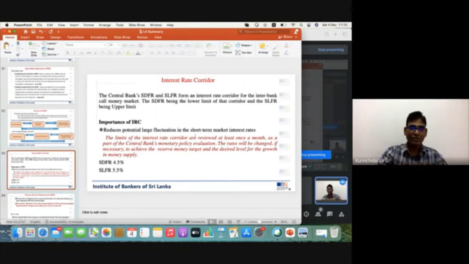And also, in a practical sense, the Central Bank of Sri Lanka, at least once a month, evaluates and sees whether any adjustment is required. So this is also a kind of monetary policy evaluation, right? And based on this adjustment, they can control the reserve money target and growth in money supply.